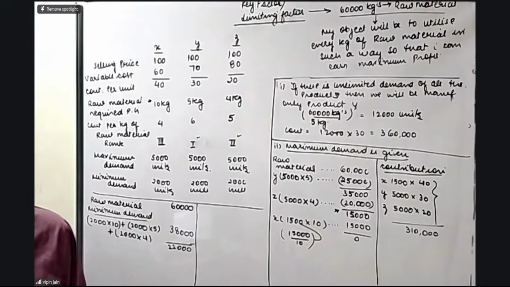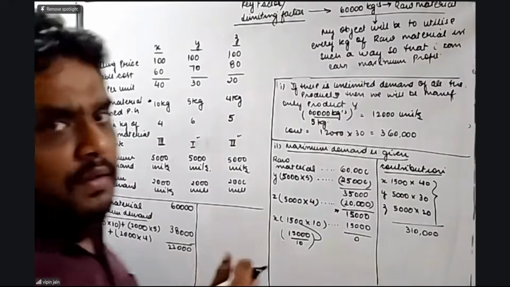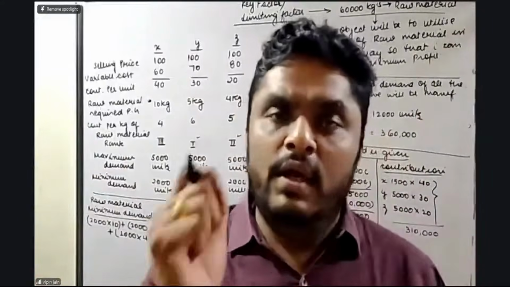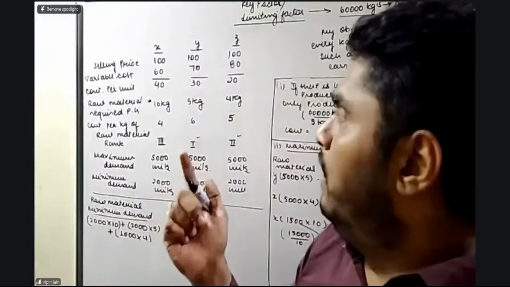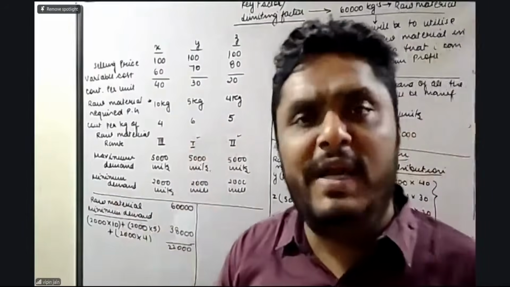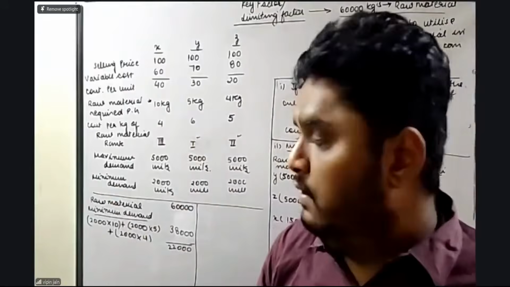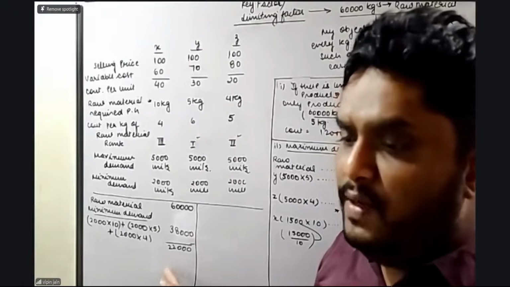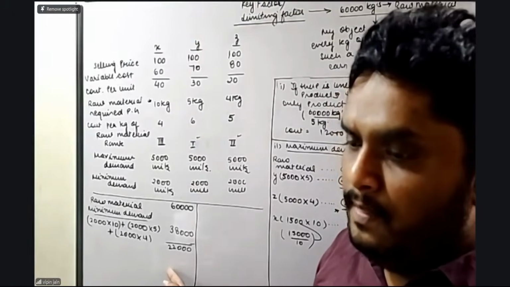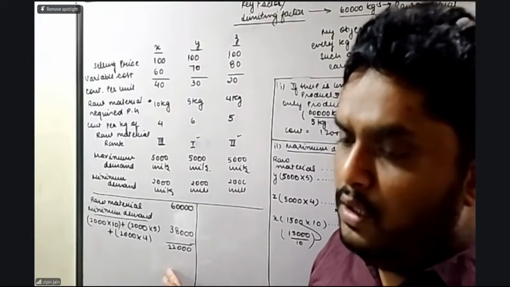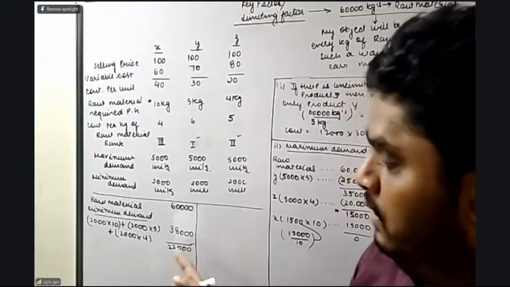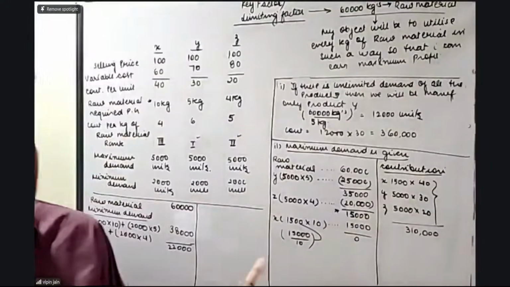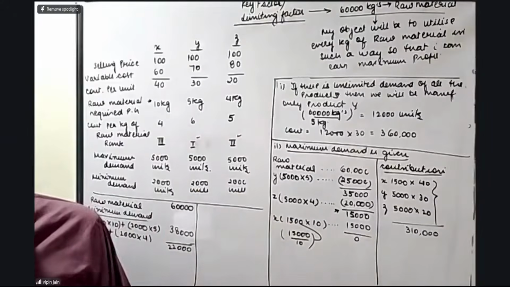Now, after fulfilling the minimum demand, we are still left out with 22,000 kgs. Can you tell me, first of all, which product should be given priority? See, after fulfilling the minimum demand, still we have 22,000 kgs. So which product will we manufacture now? Now, how many more units will we manufacture of product Y? Very simple question.